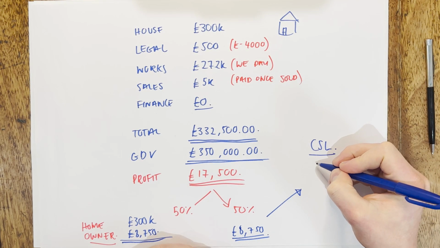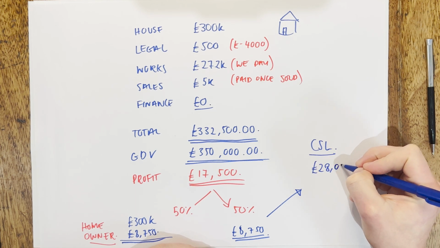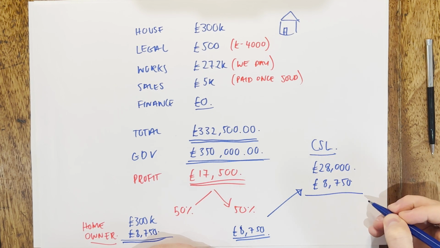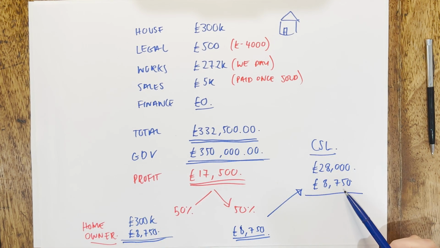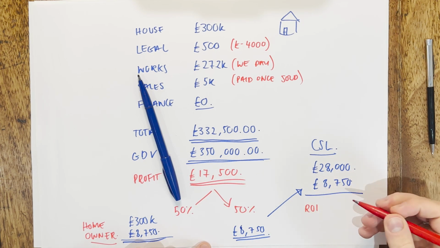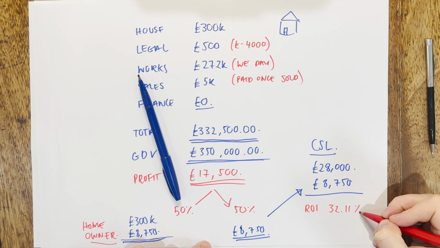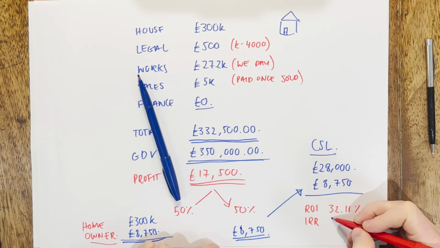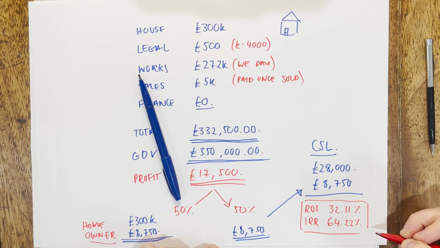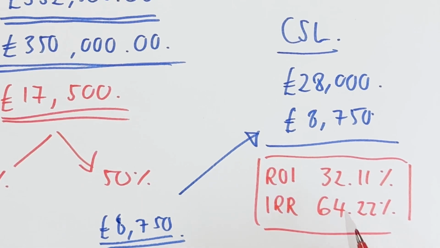We have stumped up a total of about £28,000 doing this exercise. Our profit is £8,750. So within six months, we've got an £8,750 return on our money, which from a return on investment perspective is 32.11%, and an IRR, which is your internal rate of return, your return per annum, of 64.22%. As you can see, these figures are really attractive. It's quite a lot of work for a small end profit, but these figures are really interesting. If you know anyone else out there getting 60% IRR and 30% back on their money, that's a really, really strong return.